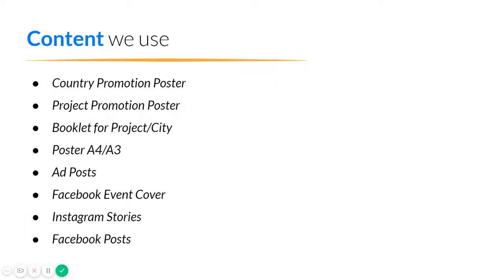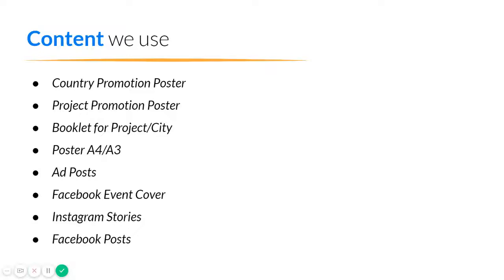Moving on, the content that we use. Majorly, we will be creating ISEC posters, which include a country promotion poster, project promotion poster, and a booklet for a project or a city, like this one for IGV or ICX. Moving on, there is the A3 or A4 poster. These are very common for putting up in colleges and universities, where it can be about anything. It can be about events, or about normal art projects.